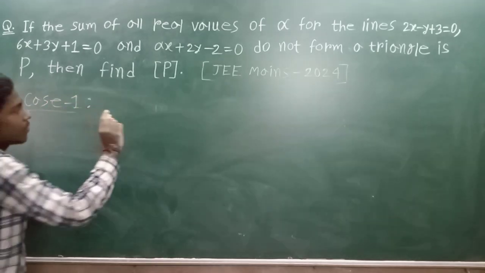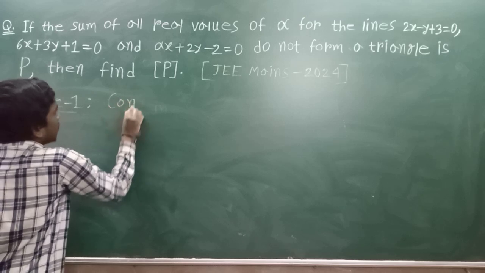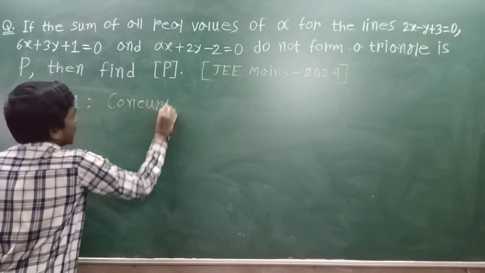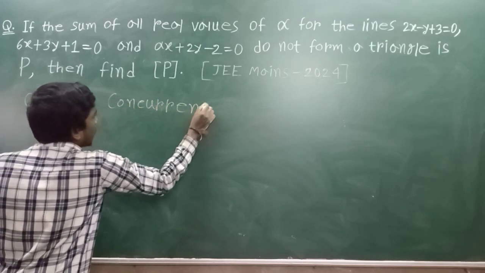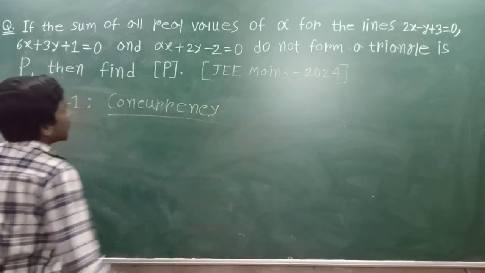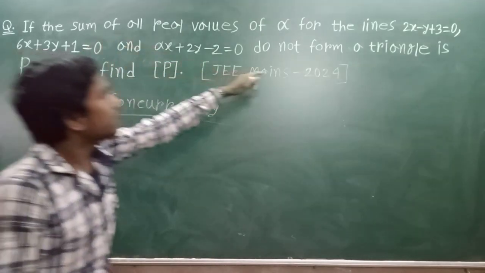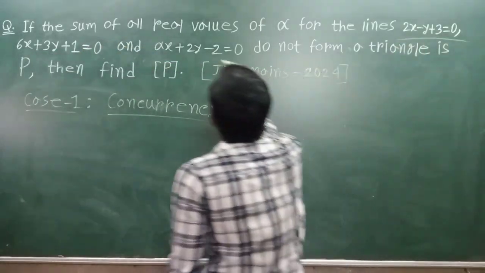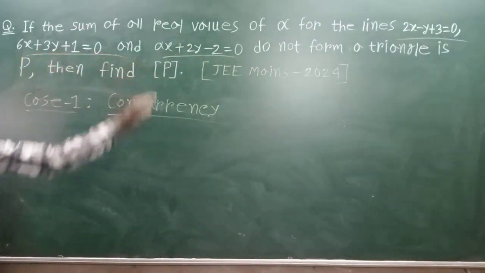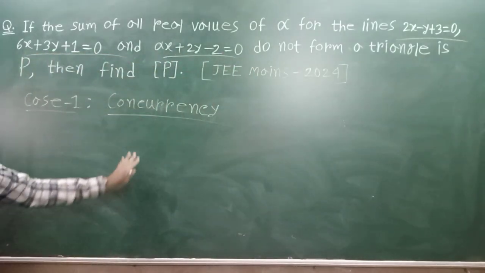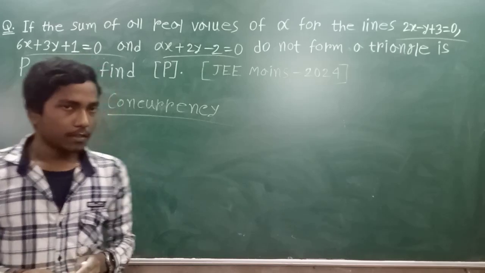If the lines are concurrent, okay, concurrency. So the condition of concurrency says if these three lines are concurrent, then the determinant of their coefficients will be equal to 0.